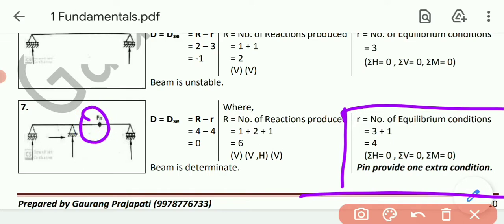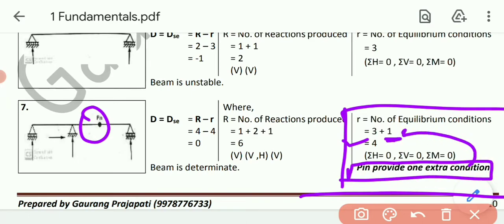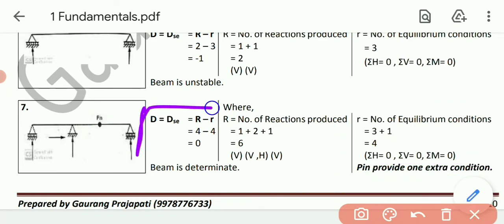Pin provides one extra equilibrium condition. So our small r's value is 3 plus 1, this plus 1 is for the pin. See, I have shown over here that pin provides one extra condition, so ultimately the value of small r will be 4. Okay, so now let's solve this one. This value is 4 as I have told you earlier.